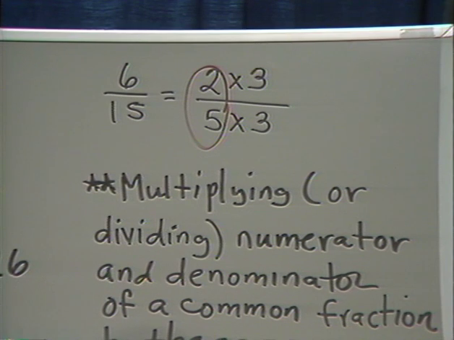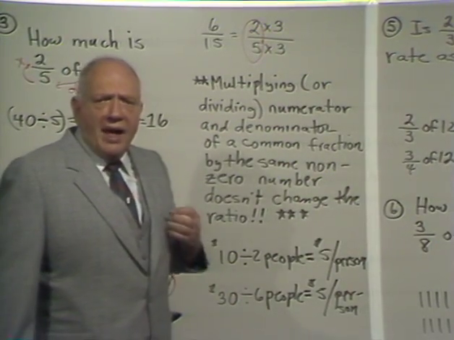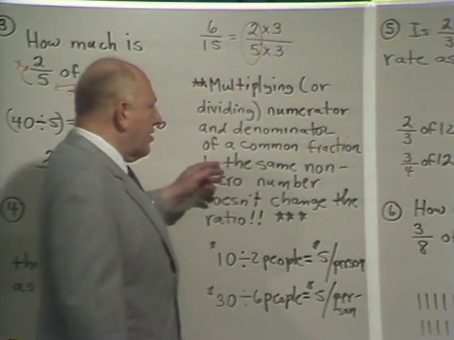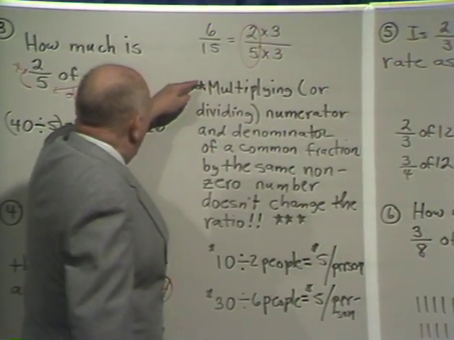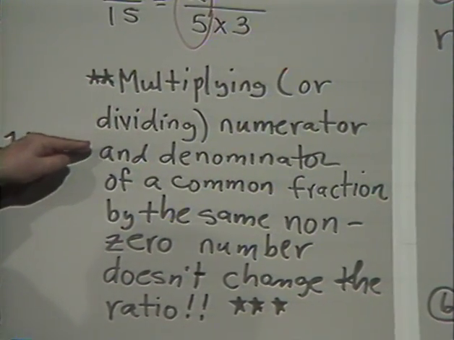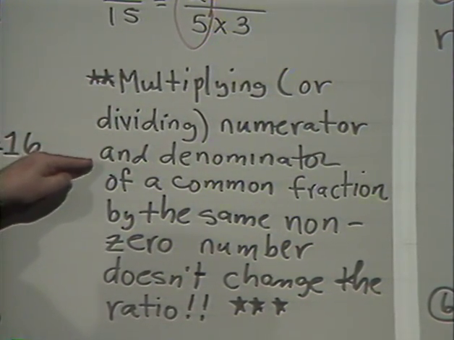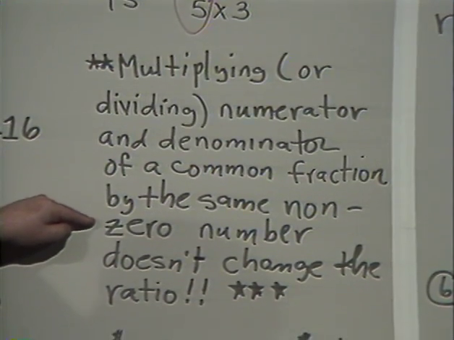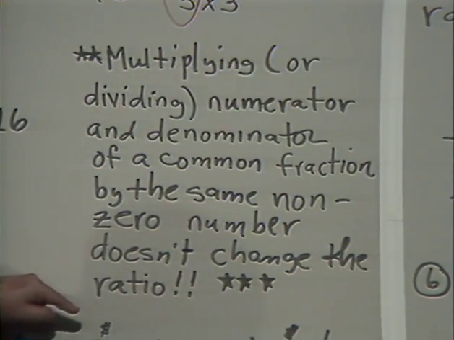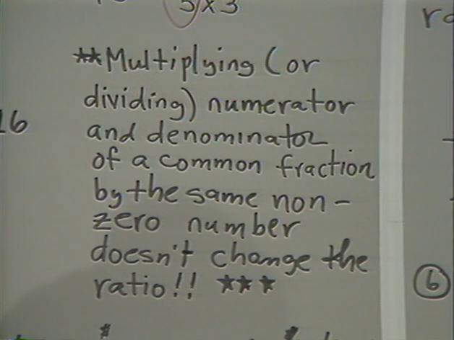So in other words, not only can I multiply numerator and denominator by the same amount, I can also divide by the same amount. And that's important enough to stress. Let me just stress that for you. See, multiplying or dividing numerator and denominator of a common fraction by the same non-zero number doesn't change the ratio. And to see this more intuitively, a fraction is a division problem, a per problem, a rate problem.